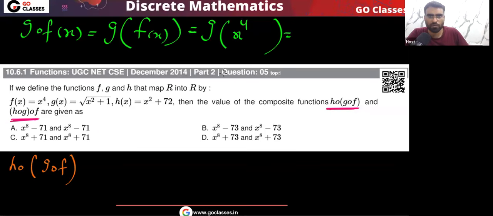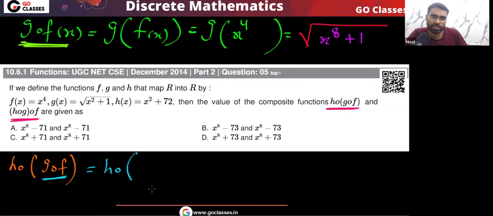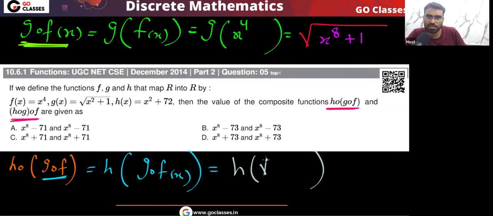Now what will be G(x power 4)? Instead of x, you put x power 4. Then what you will get: instead of this x, you are putting x power 4. So you will get square root of x power 8 plus 1. This is your G∘F, so we have found G∘F. Now let's put G∘F here.